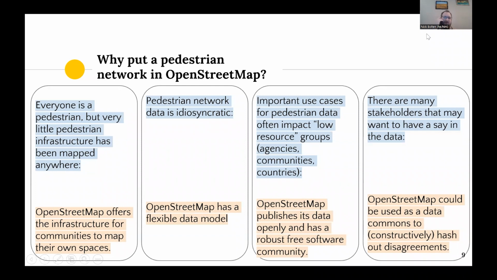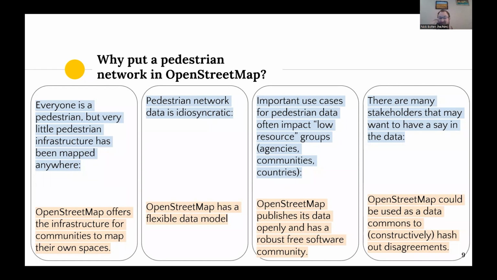So why put a pedestrian network in OpenStreetMap? Well, here's a couple examples. For example, everyone is a pedestrian, but actually very little data about pedestrian infrastructure has been mapped really anywhere. OpenStreetMap means we don't have to wait around for other people to map it. We can map it ourselves. Pedestrian data are also often idiosyncratic, a little bit different from some of the other data, in a couple subtle ways. And luckily, OpenStreetMap has a flexible data model that could potentially accommodate that.